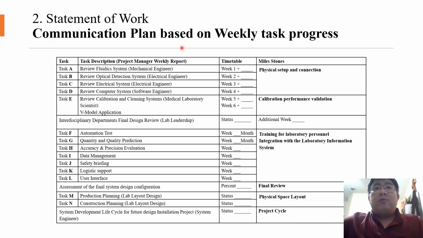This one also lists the role and the task description, and the timetable fit with the milestone. It's like a connection for all of the parts, each important part in the SOW. Since system engineering is more like an overall design process, the best way to make it effective is through communication.